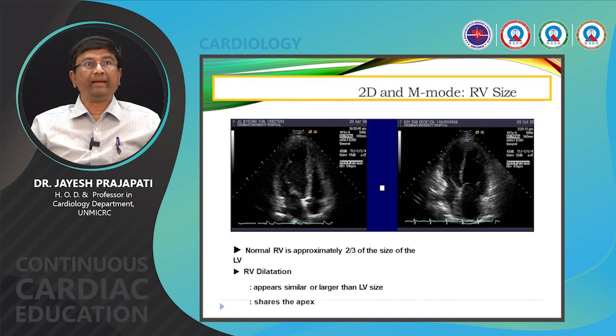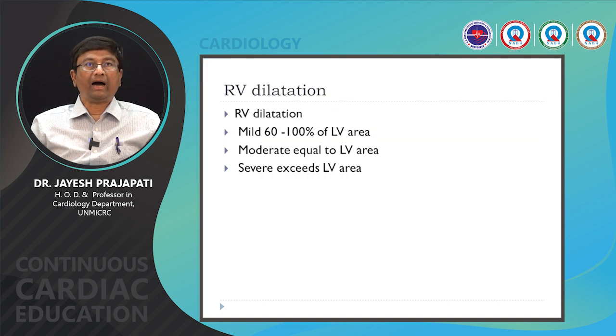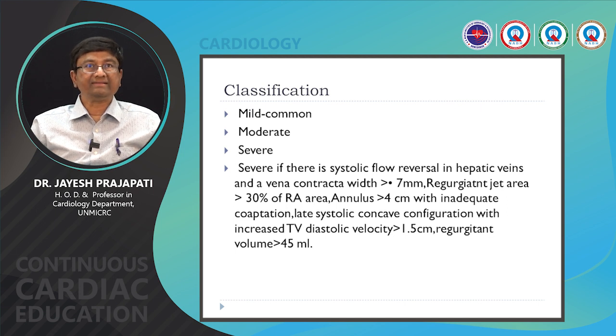Another thing, whenever we assess the RV, we have to compare it with the LV. Usually the RV is smaller than the LV, about 2/3 of the LV. Whenever it is equal to the LV or more than the LV, that is also a crude assessment. RV dilatation is mild at 60 to 100% of the LV, usually less than 60-75%; moderate is equal to the LV area, and severe exceeds the LV area. This is how we can say that the RV is dilated.